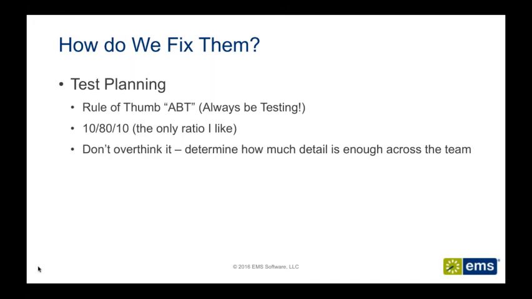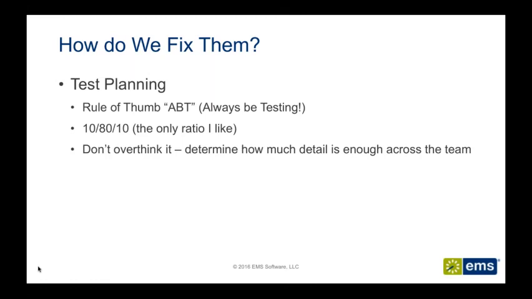All right, so let's move into our next component here, which is how do we fix them? Now we've identified areas where I've seen inefficiencies come in, so now we talk about how to fix them. When we go back to the first one, which is test planning, I use the rule of thumb of ABT, or always be testing. It's a little bit tongue-in-cheek.